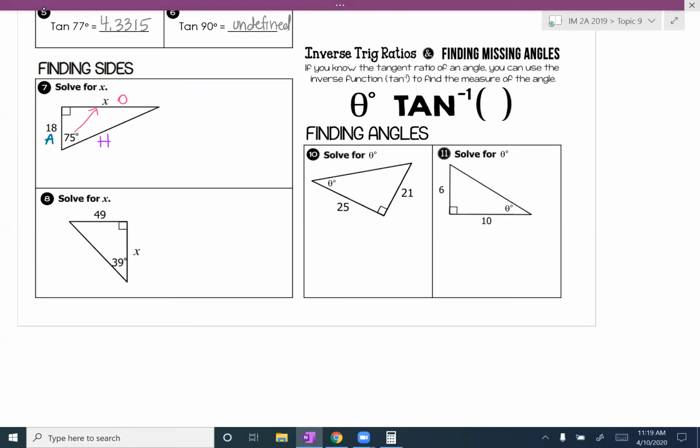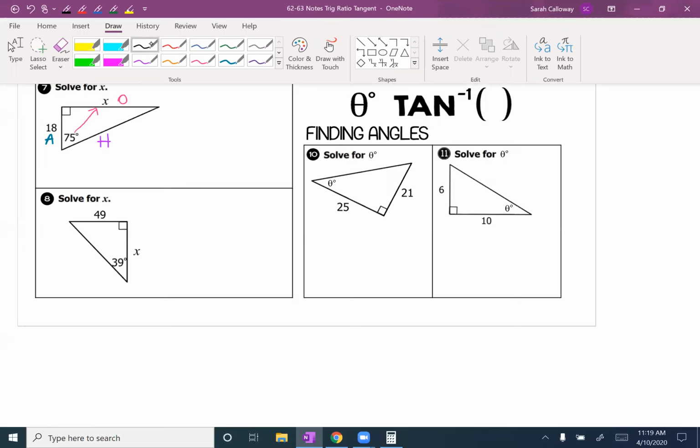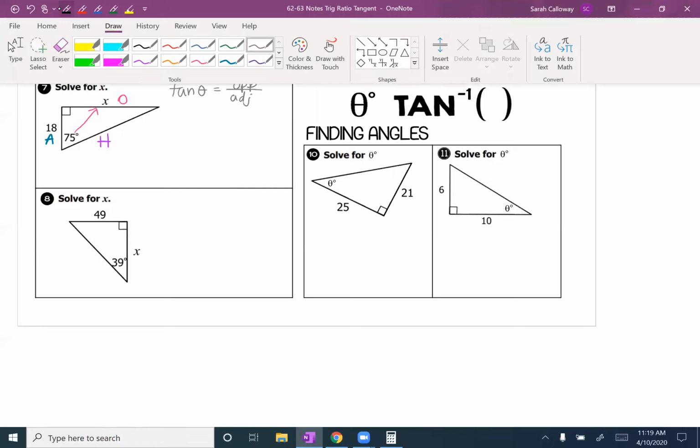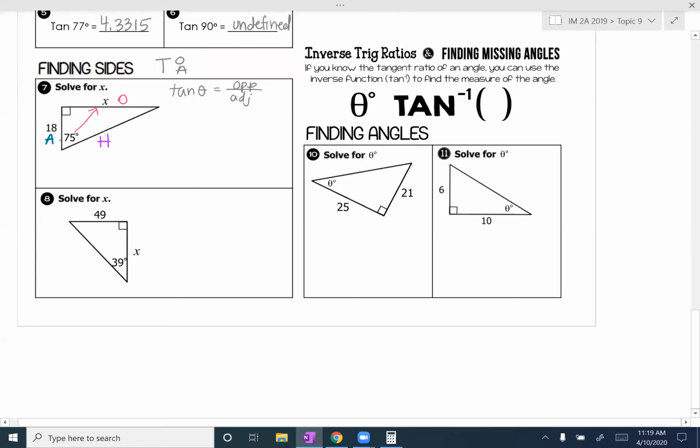So remember that if we're looking at TOA, so we're using T equals O over A, that means that tangent of theta is equal to opposite over adjacent. We're going to plug in what we know. So in the triangle, we know that theta is 75 degrees. So tangent of 75 degrees is equal to, the opposite side is our x, that's what we're solving for, over the adjacent side, 18.